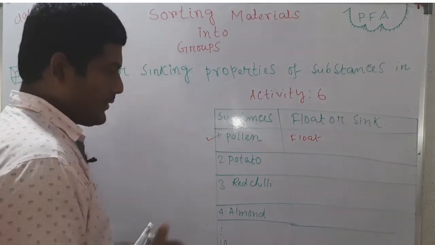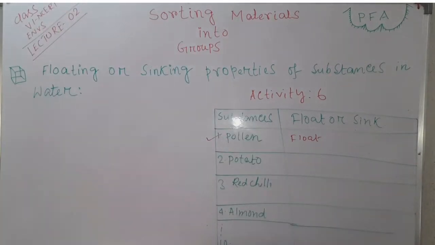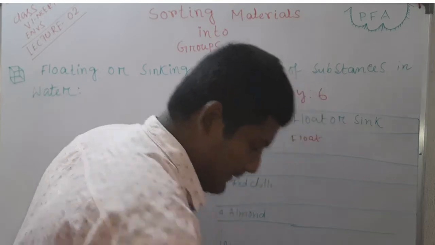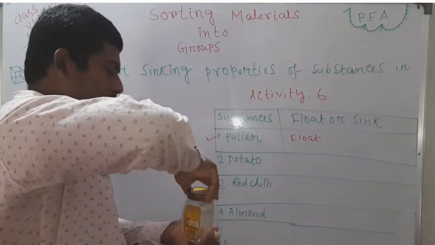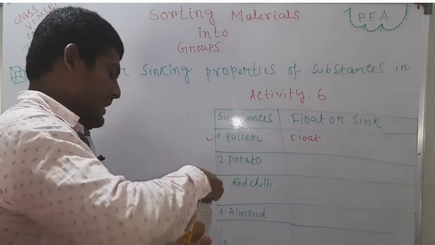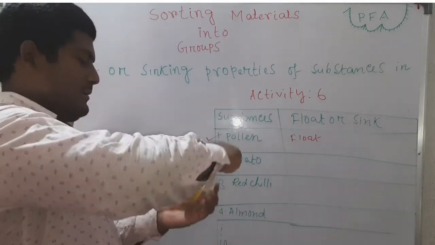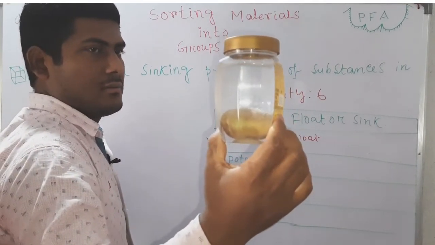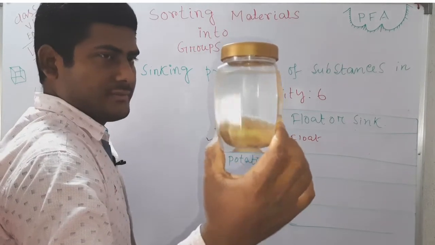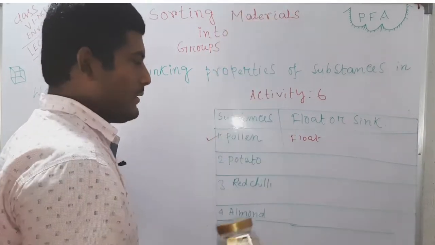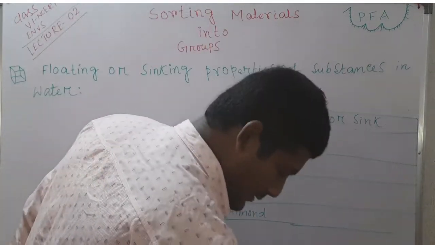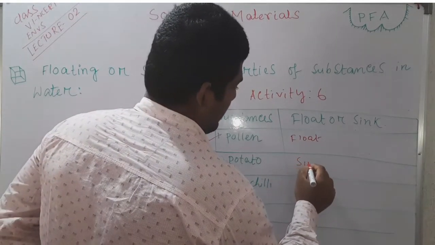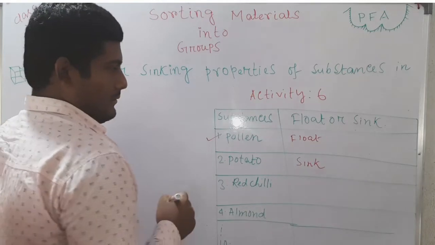Similarly, we'll take a potato. So this is your potato. Now I will take the jar. Now I will put the potato in the jar, and close this. Now carefully observe. Does this potato sink or float? Yes, you are seeing that this potato has fully sunk into the water. So you have to write sink in that column.